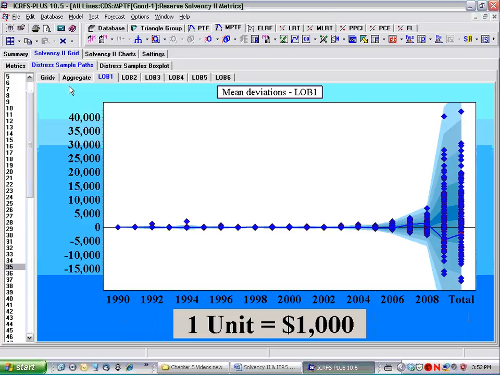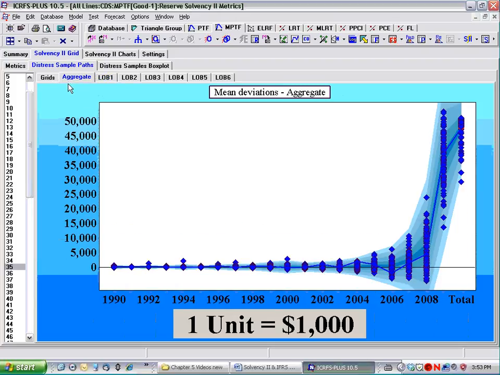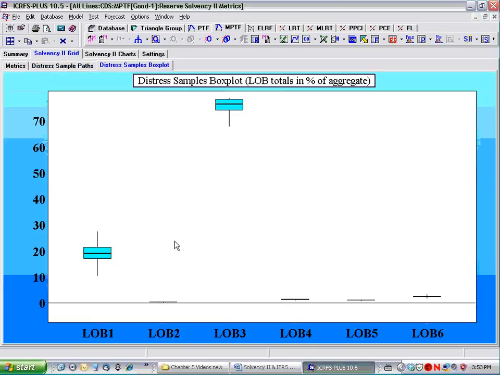But if we look at it in terms of box plots for the contribution in terms of losses above the mean to a distress situation, let's see what we've got. We've got the distress box plots, and you can see that LRB3 about 80% of the time contributes to a distressed situation. There is a range here. It's a box plot. And LRB1 about the other 20%. And the other lines of business really are kind of insignificant in terms of contributing to distress because the amount of losses is pretty small.